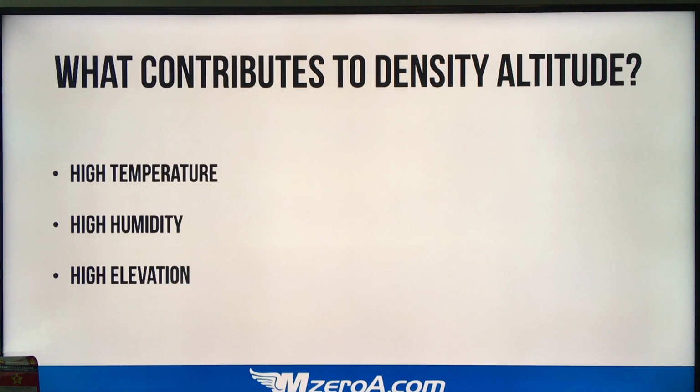in the afternoon. Now, go fly in Denver in the summertime, where you have the high elevation and the high temps. You may not have the high humidity like we do here in Florida, but you still experience that density altitude. And obviously, the elevation is the biggest factor to that because you're already at a higher altitude.